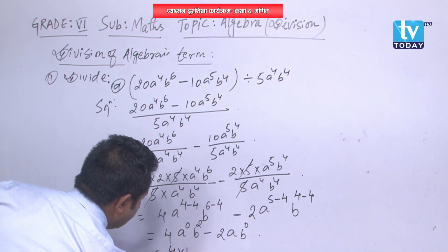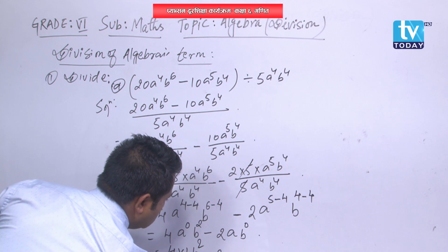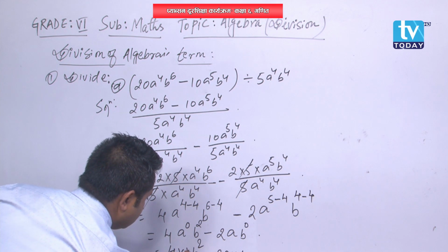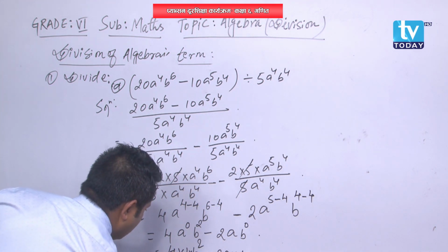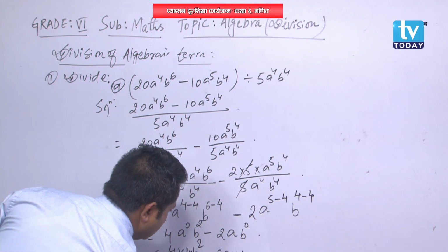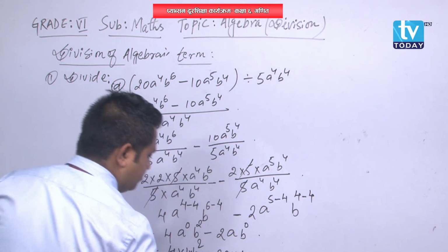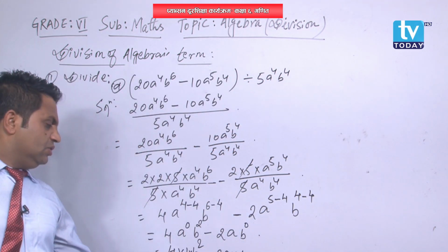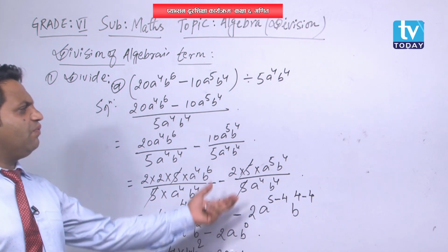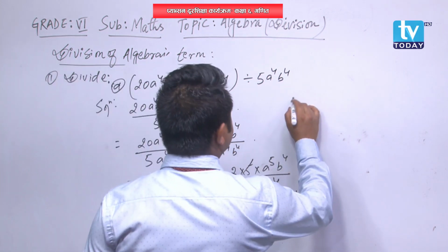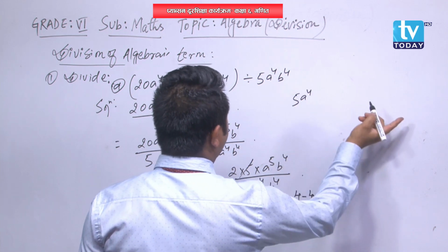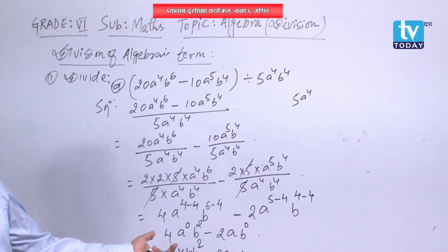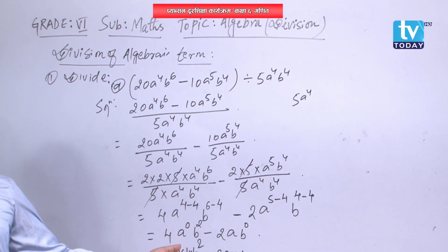So 4 into 1 b square minus 2a into 1. Then 4b square minus 2a is the solution for this question. Alright, this is the solution. Okay, now you can follow another method also. You can divide by 5 a to the power 4 b to the power 4, in that way also you can divide. Otherwise you can follow this method. This method is the easiest one. Alright.